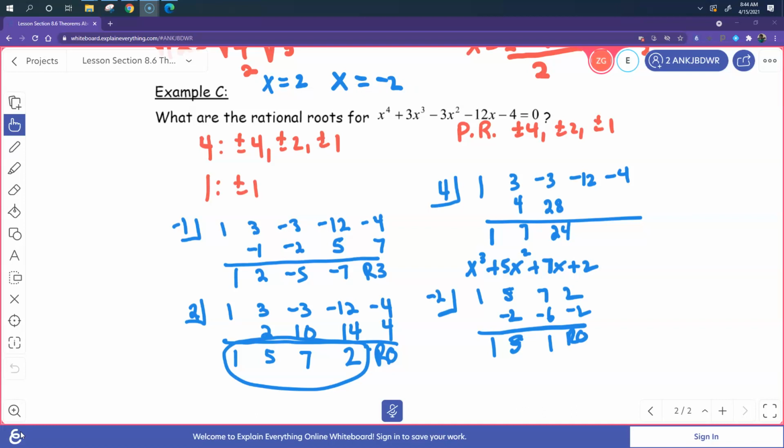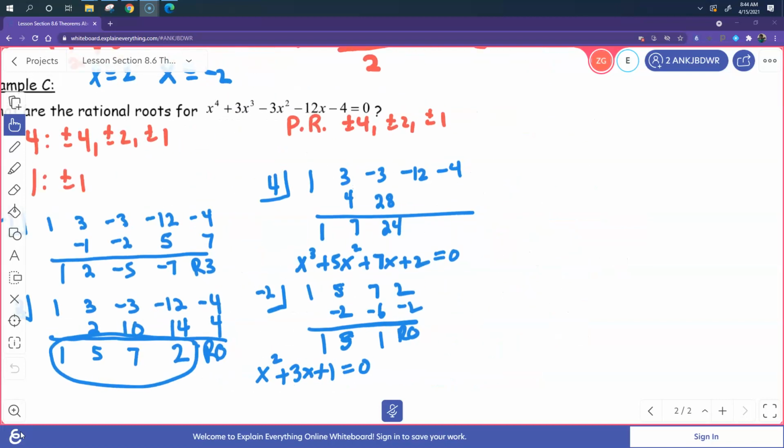So now let's focus our attention on 1, 3, 1. So I have x squared plus 3x plus 1. And I'm going to tell you, I think that's going to give you an imaginary solution. So I'm going to have to move this over for a little bit right now.